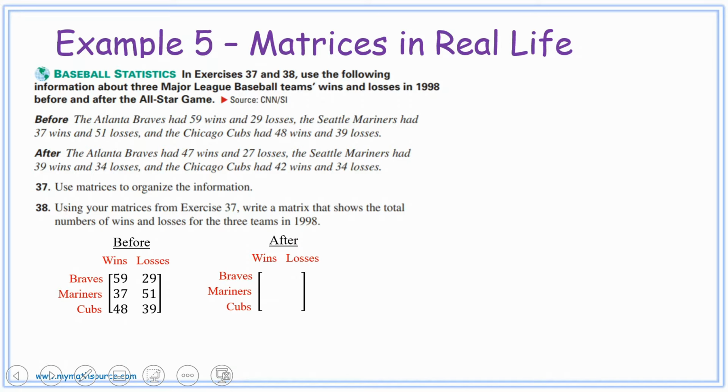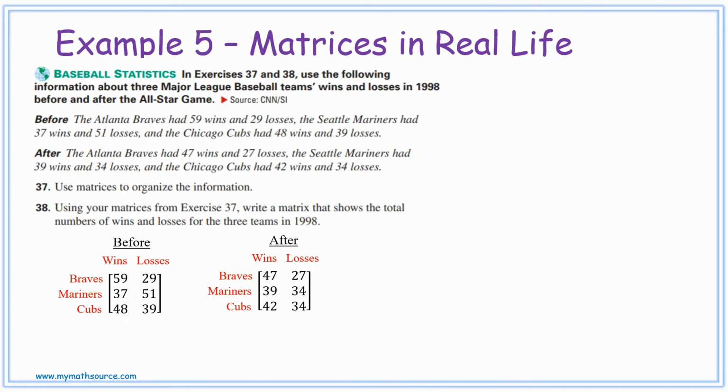All right, so how about our after? Well, the after the All-Star game is still going to look the same. It has the same format. It's just that the wins and the losses change for each team. So if you look at the Braves, it says the Braves have 47 wins and 27 losses. So we can put them in there as row by column. And then the Seattle Mariners, they had 39 wins and 34 losses. And last of all, the Chicago Cubs had 42 wins and 34 losses. And as we go further in the different sections, you'll see how we can analyze information like this. But for now, we finished number 37, and let's answer number 38.